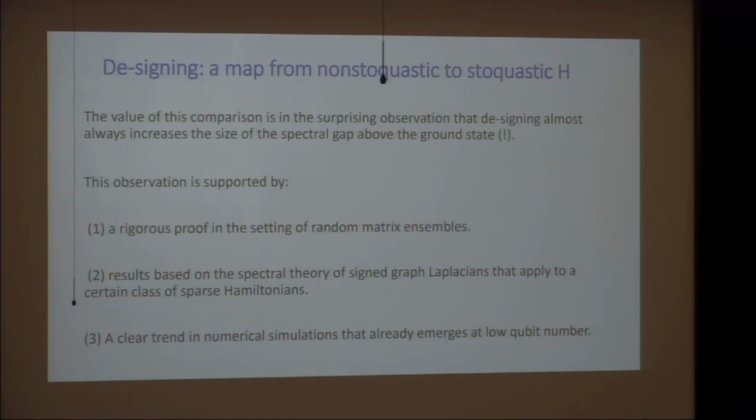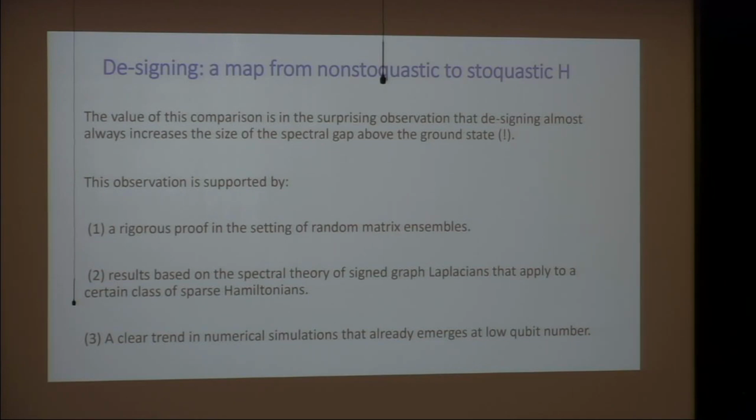And so even that in itself isn't necessarily telling us anything, but the value of this comparison is in a surprising observation that de-signing almost always increases the size of the spectral gap above the ground state. So you start with a non-stochastic Hamiltonian, you de-sign it, and the spectral gap almost always gets larger. And this observation is supported by a series of arguments. And I should say the statement holds true with high probability.